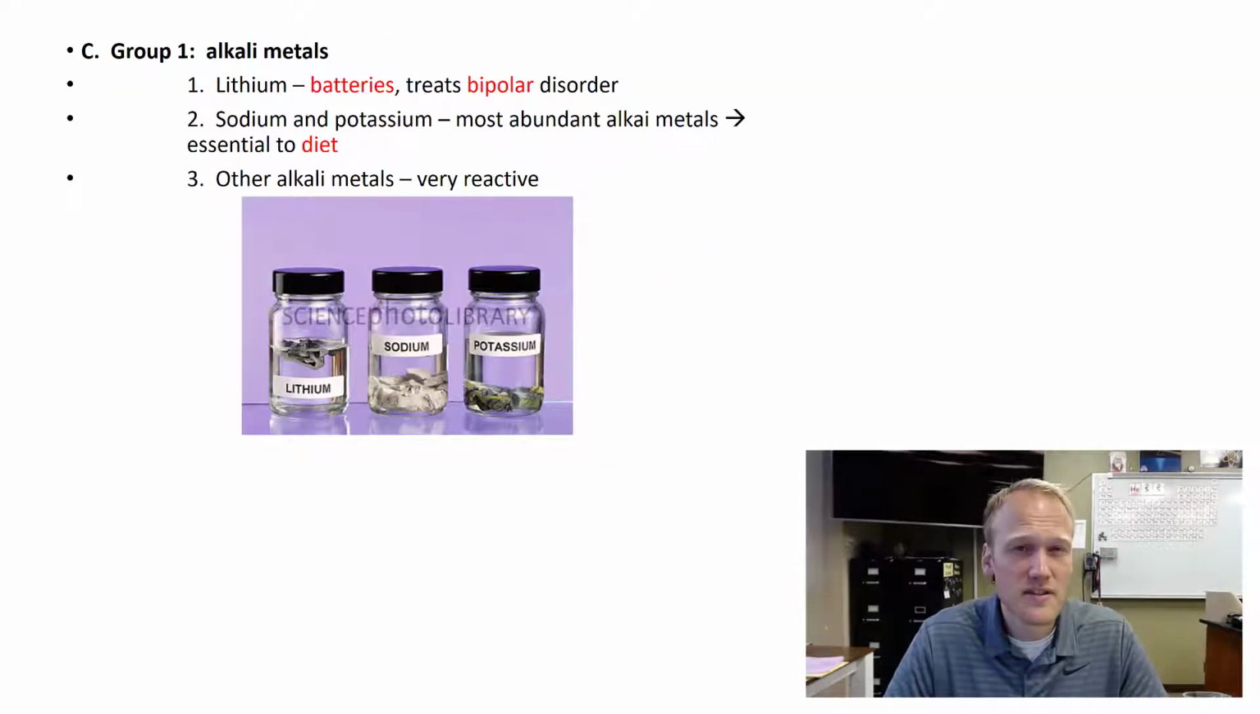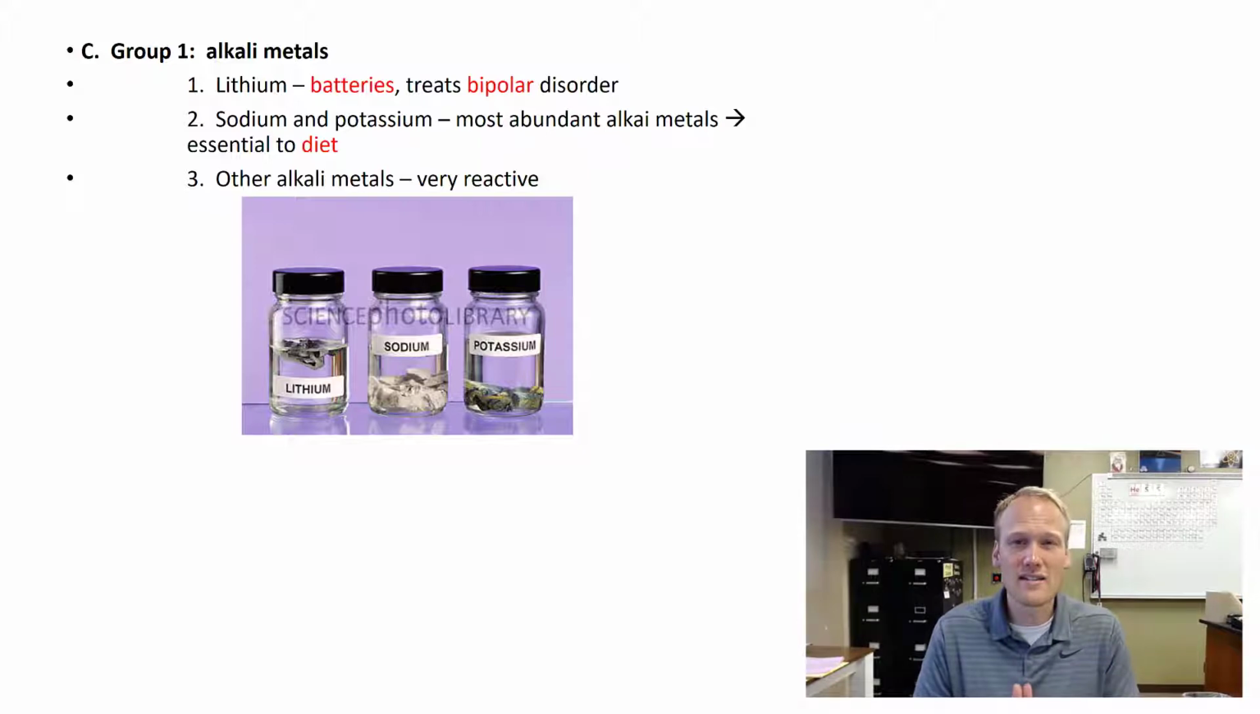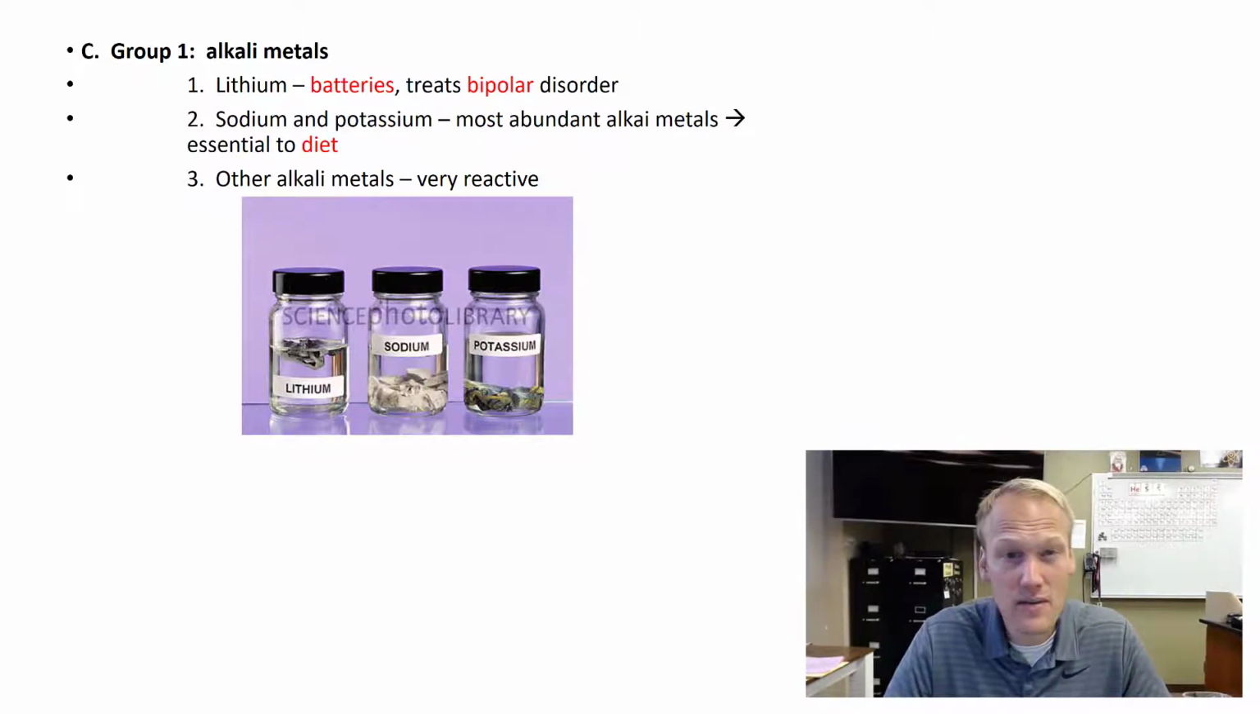Now that we've dealt with hydrogen, let's talk about the first column of the periodic table. The first column is called the alkali metals. It has 1 valence electron. It has things like lithium and sodium and potassium. Lithium, you know, is used in batteries, typically good batteries. Sodium and potassium are really important to our diets.